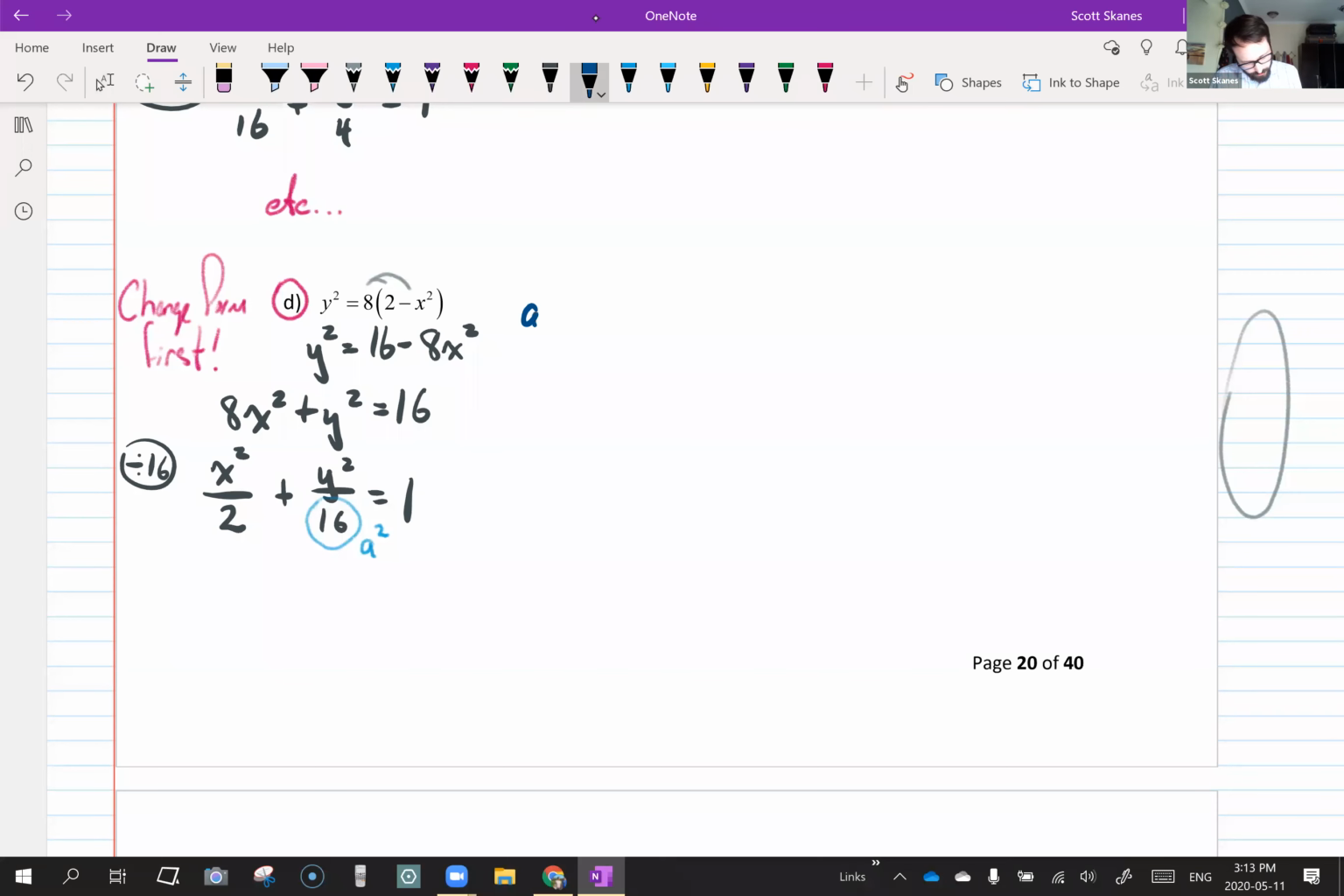I'll just start writing up here. A squared is the one under the y now, the bigger one, 16. So a is 4. I'm just going to get all the numbers out of the way. B squared is 2. That means b is root 2. C squared is 16 minus 2, a squared minus b squared. That means that it's root 14.